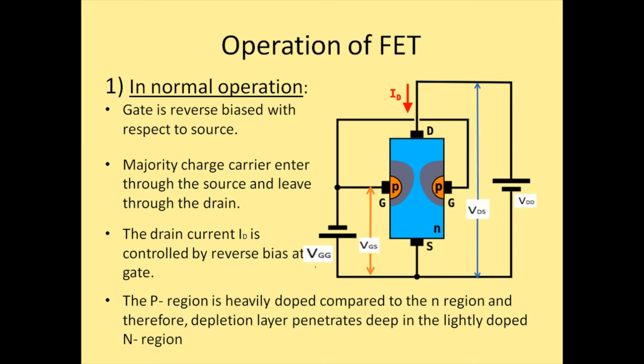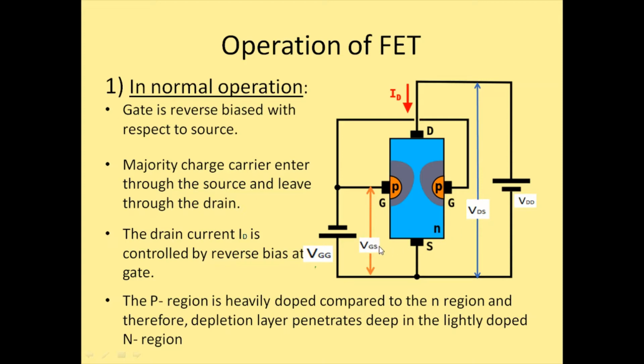Students, now we will start with the operation of FET, that is, we will see how the FET operates. In the normal operation mode, the gate is reverse biased with respect to source. Now in the circuit diagram, you can see that VDD is the biasing supply applied between the drain and the source. And VGG is another biasing supply that we are using, applied between the gate and the source. Now VDS is the voltage that is developed because of VDD between the drain and the source terminal. That is why it is named VDS, the voltage across the drain and the source terminal.